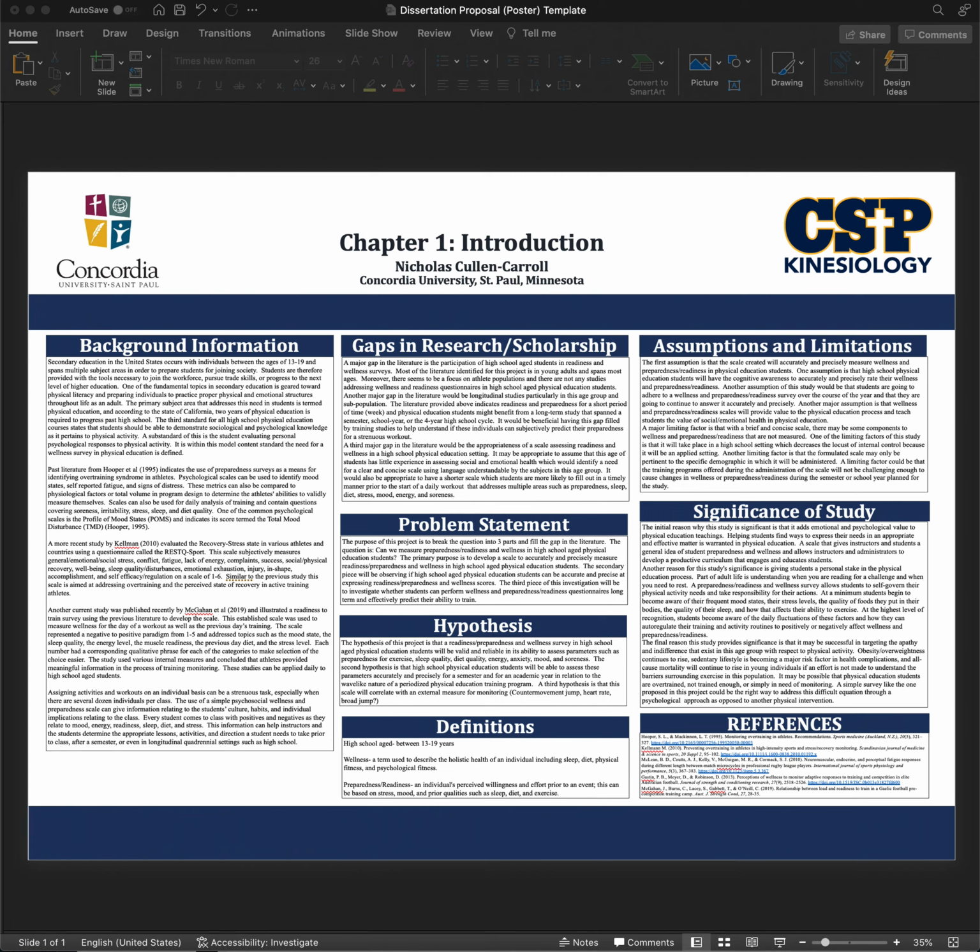They were looking at mood state, sleep quality, energy level, muscle readiness, previous day's diet, and stress level. And each number corresponded to a different qualitative phrase as well.